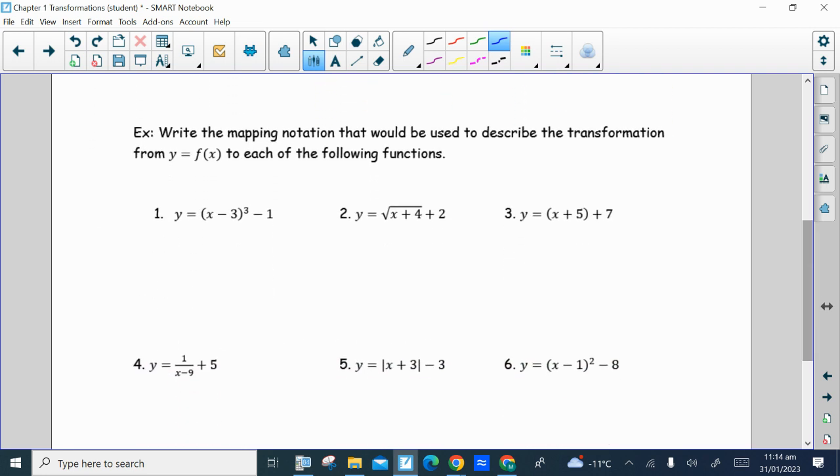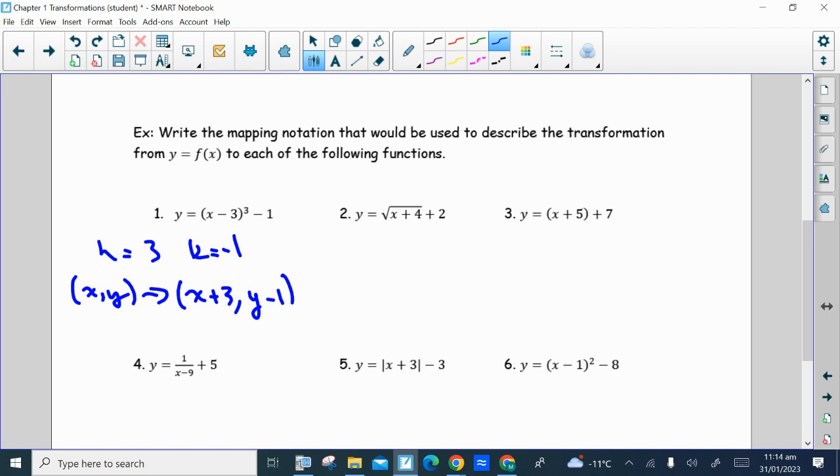So write each mapping notation used to describe the transformation from y equals f of x to the following functions. For number 1, h is inside the brackets, hooked directly onto the x. It's always the opposite of what it appears to be. H should be 3, k would be negative 1. So if h is positive 3, that means the graph goes 3 to the right, or you're going to add 3 to the x values. K is negative 1, which means the graph's going to go down 1, or you're going to subtract 1 from the y values.